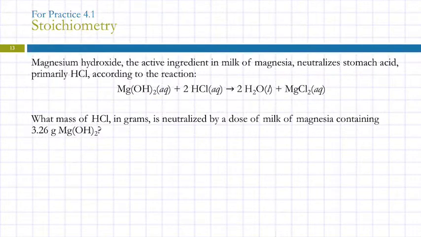So let's do another example. Magnesium hydroxide, which is the active ingredient in milk of magnesia, neutralizes stomach acid, which is primarily HCl, according to this reaction. What mass of HCl in grams is neutralized by a dose of milk of magnesia containing 3.26 grams of magnesium hydroxide? There's a lot of these word problems. When I was in school, we called them story problems, which makes them sound friendlier. The stories aren't really all that entertaining, though.